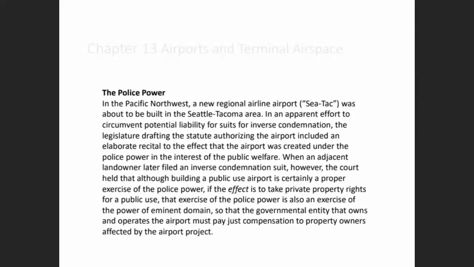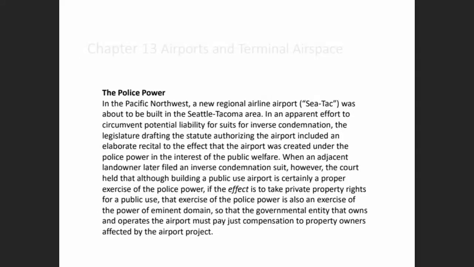Police power. In the Pacific Northwest, a new regional airport, SeaTac, was about to be built in the Seattle-Tacoma area. In an apparent effort to circumvent potential liability for suits for inverse condemnation, legislators drafting the statute that authorized the airport included an elaborate recital to the effect that airports were created under police power in the interest of public welfare.